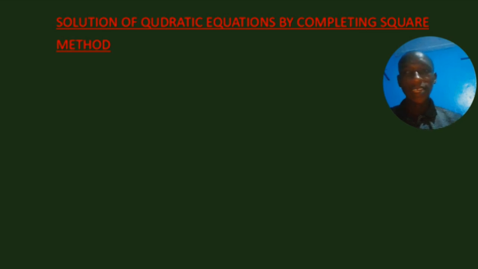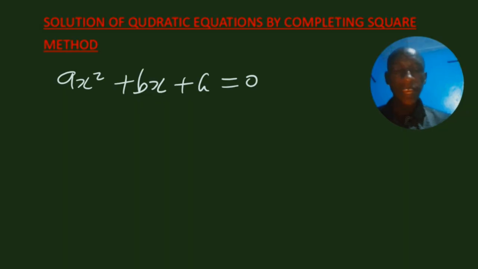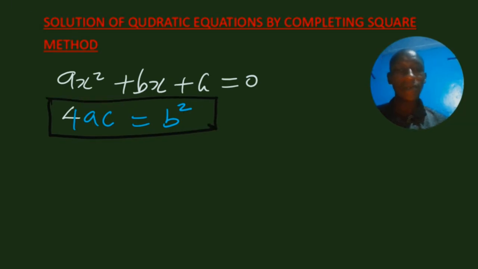Now, let us recap. We see that in a perfect square, all quadratic equations are in the form ax squared plus bx plus c is equal to 0. In all perfect squares, they follow this rule that 4ac is equal to b squared. This is the rule that is obeyed by all perfect squares.